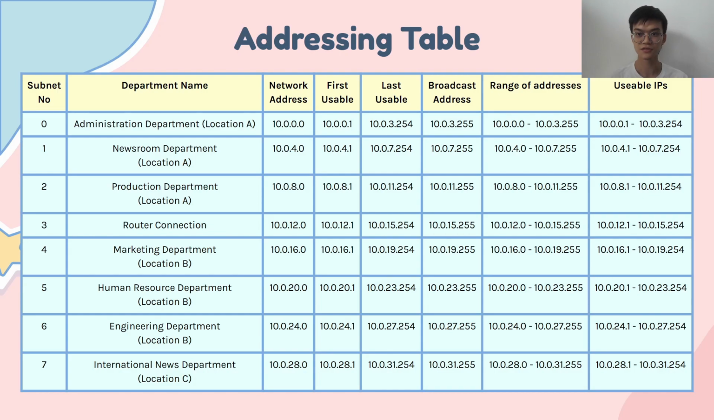The broadcast address is the last address of the network's range, which is 10.0.3.255. So the range of addresses is 10.0.0.0 until 10.0.3.255. But the usable IPs are only from the first usable to the last usable, which is 10.0.0.1 until 10.0.3.254. And we calculate all this until the last department.